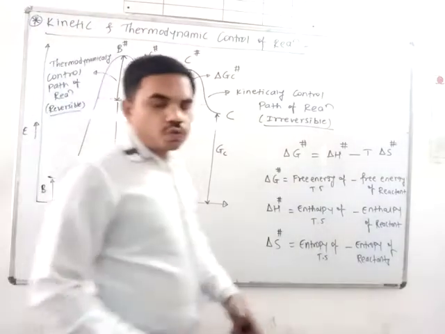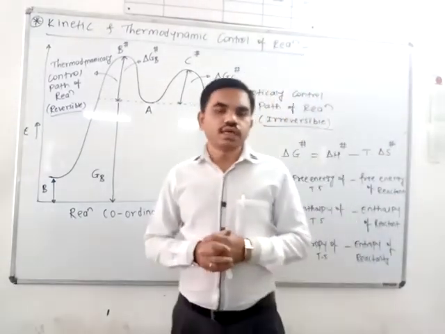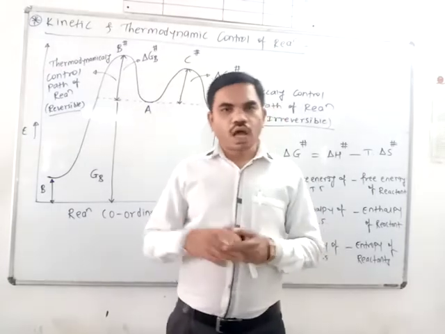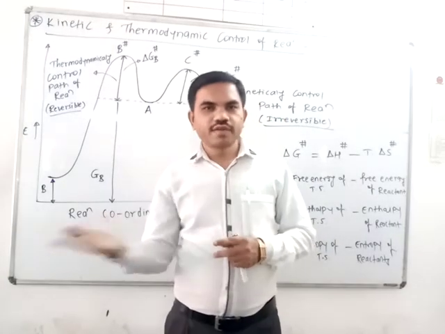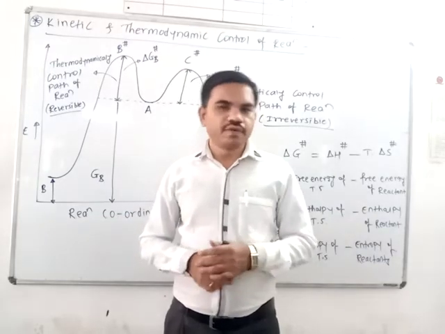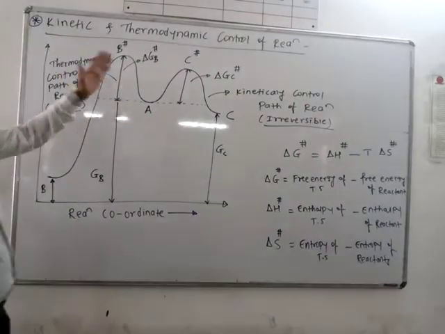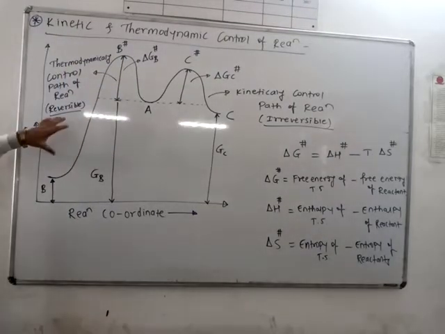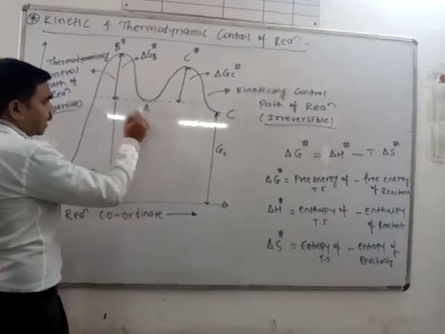Okay, so friends, here we have to see the graph. Okay, how a reaction goes by the kinetic way and the thermodynamic way also. Now see here the graph, that is the kinetic and the thermodynamic control of a reaction. Now this is the graph. So what we observe from this graph is, this is starting material A.